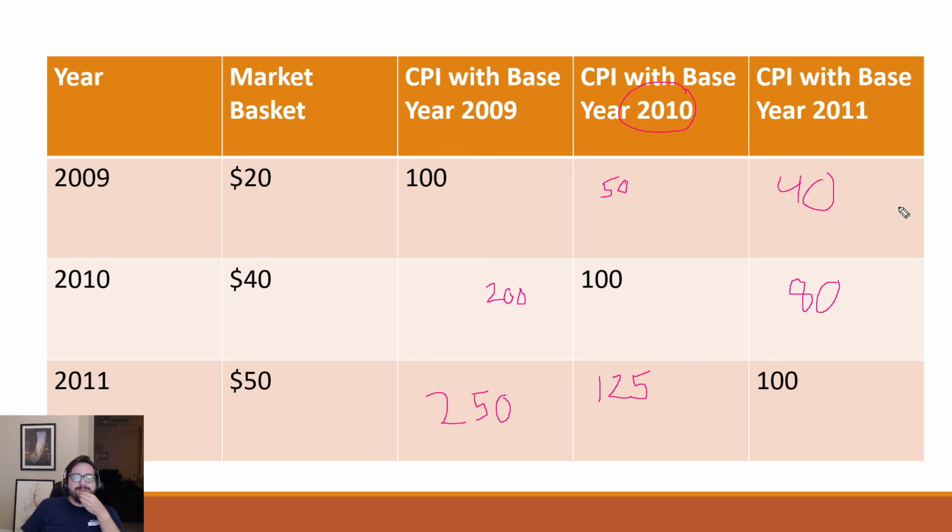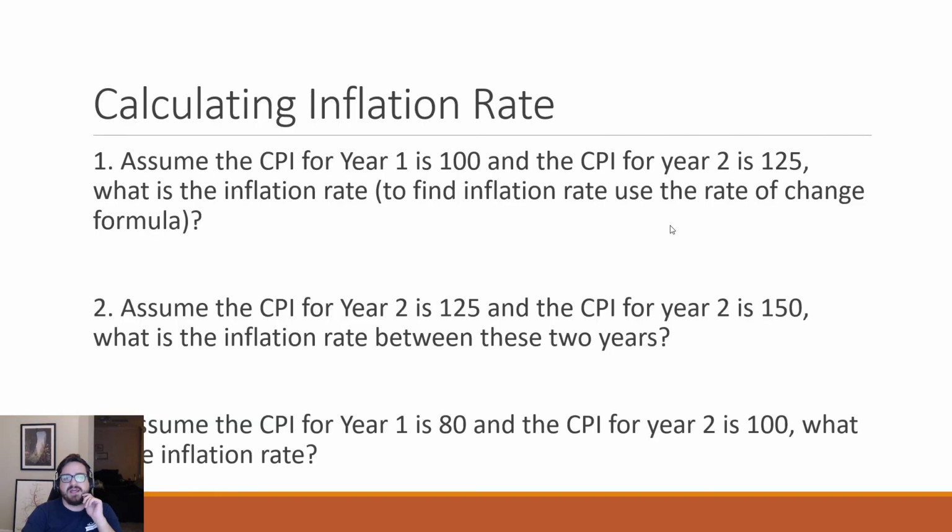The logic you have to be able to do is to figure out the inflation rate. I don't know if it's even on this PowerPoint, but it is in my notes somewhere. Yeah, finding the inflation rate. The inflation rate uses the rate of change formula, which is year 2 minus year 1 over year 1 times 100. That's how we find the inflation rate. So I plug in the CPI of year 2, subtract the CPI of year 1, over the CPI of year 1, times 100.